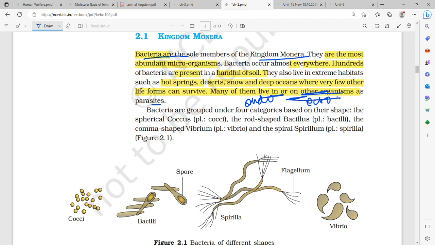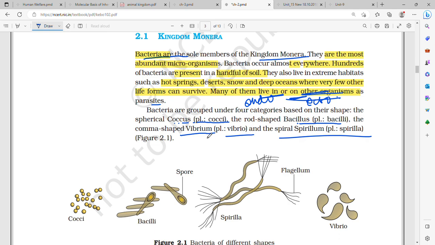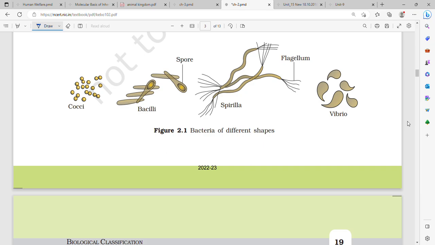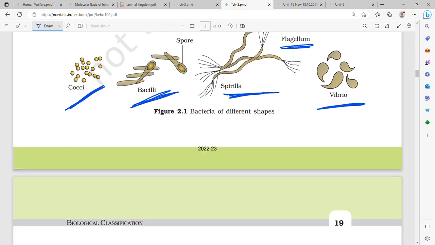Bacteria are grouped under four categories based on their shape. First is rod-shaped bacteria, Bacillus, plural is Bacilli. Then spherical-shaped bacteria, Coccus, plural is Cocci. Then comma-shaped bacteria, Vibrio, plural is Vibrios. And spiral-shaped bacteria, Spirillum, plural is Spirilla. This is spherical-shaped cocci. This is rod-shaped bacilli, having spores. Then this is spirillum, spiral shaped, having flagellum, and vibrio or comma shaped.